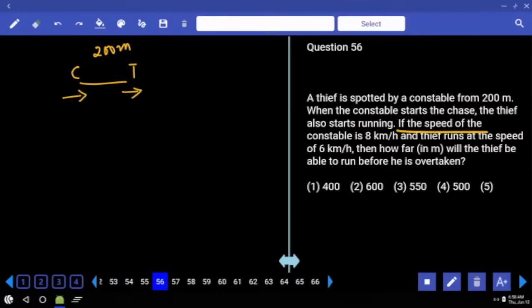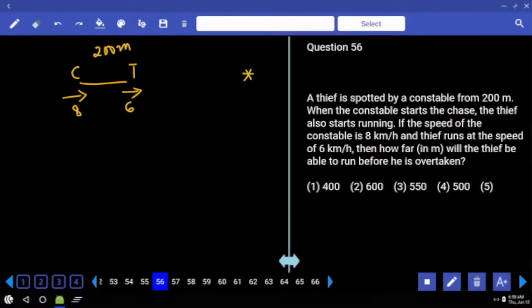The speed of the constable is 8 km per hour and the thief runs at a speed of 6 km per hour. Constable speed is more than thief's speed. Definitely he will be caught by the constable. Then how far will the thief be able to run before he is overtaken? Their speeds are 8 km and 6 km per hour. Both start in the same direction at the same time, from different positions.